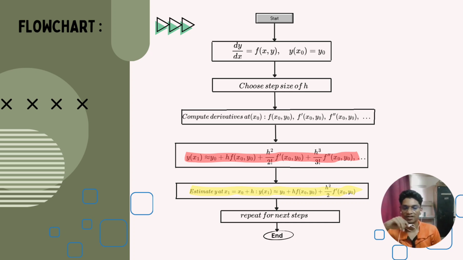x1 is equal to x0 plus h, the one we highlighted in yellow. This process is repeated step by step to find values over a given range. In conclusion, Taylor method is a valuable tool for approximating solutions and modeling complex systems effectively. Thank you. That's all for me.